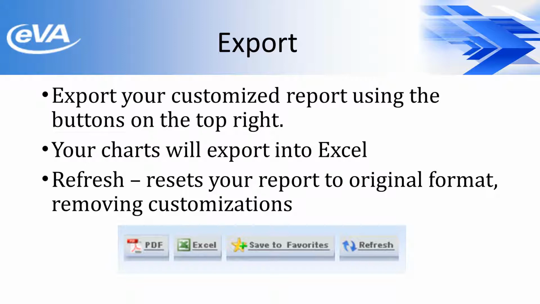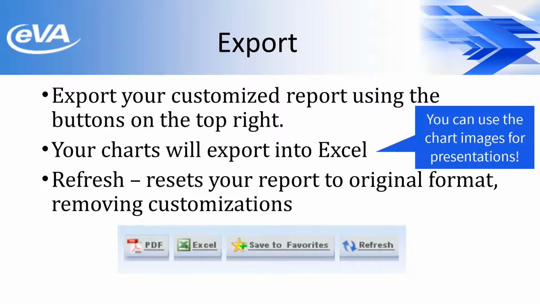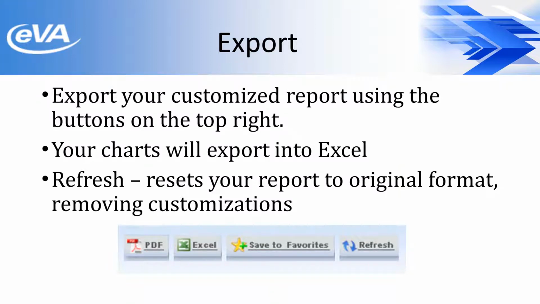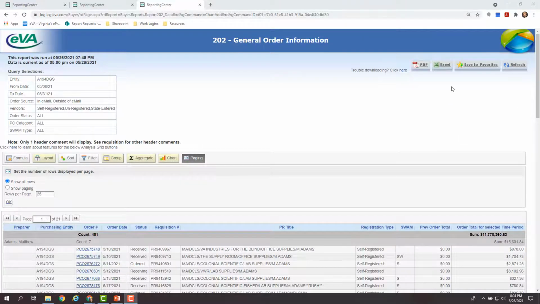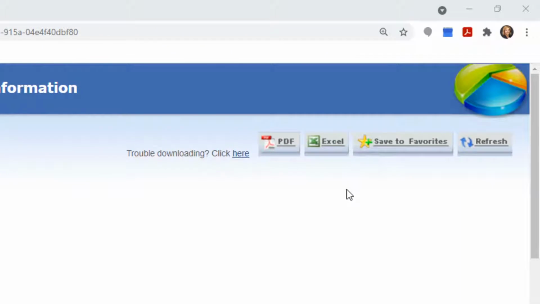You can also use our export features to export your customized report. Your charts will export into the format that you choose, and you can also select the refresh button to refresh your report to its original format, removing all customizations. These buttons can be found right up here in the upper right-hand corner of your reports. You can export it to PDF, Excel, and some reports offer additional options. And then over here in the far right is the refresh button.